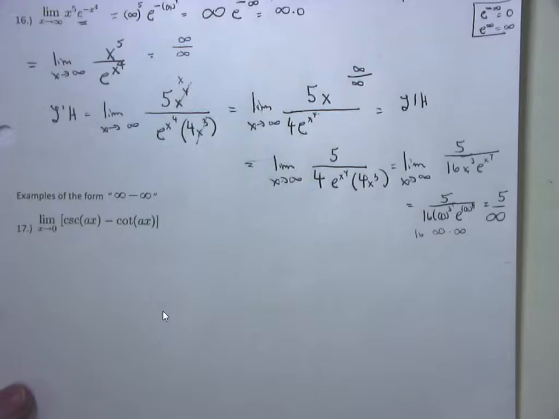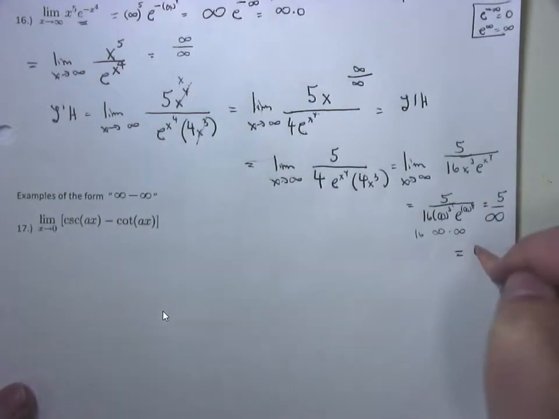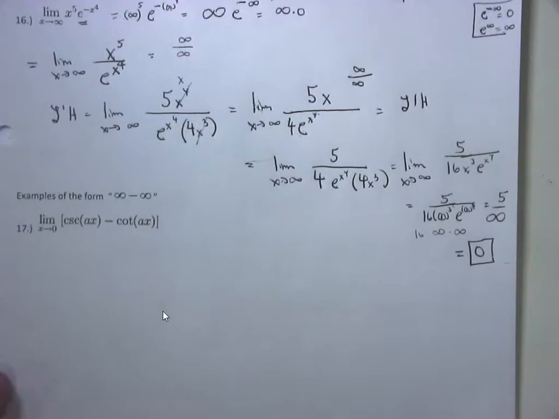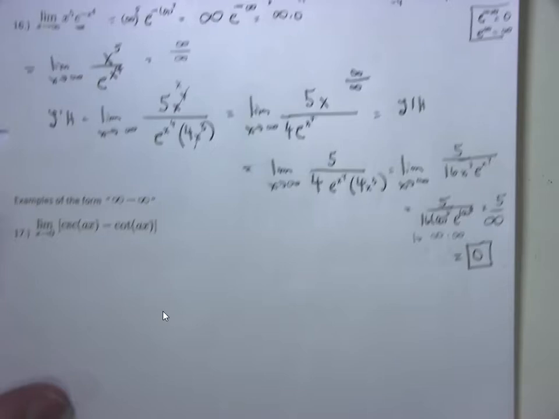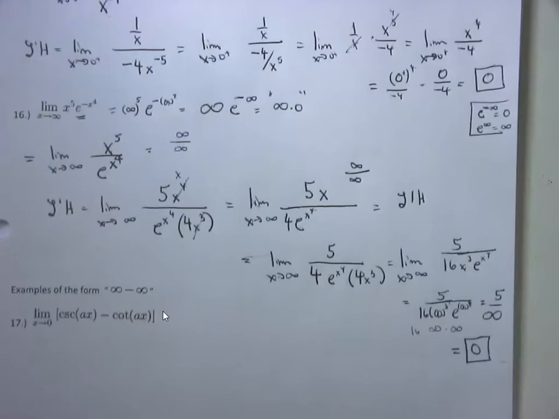But when the infinity is in the denominator, what does it go to? 0. 1 over something really large is small. It goes to 0. The answer to this problem is 0. Does that make sense? Questions?